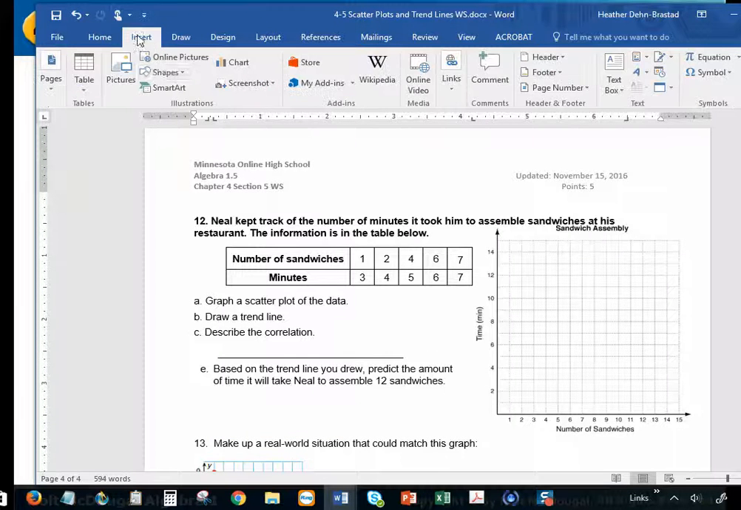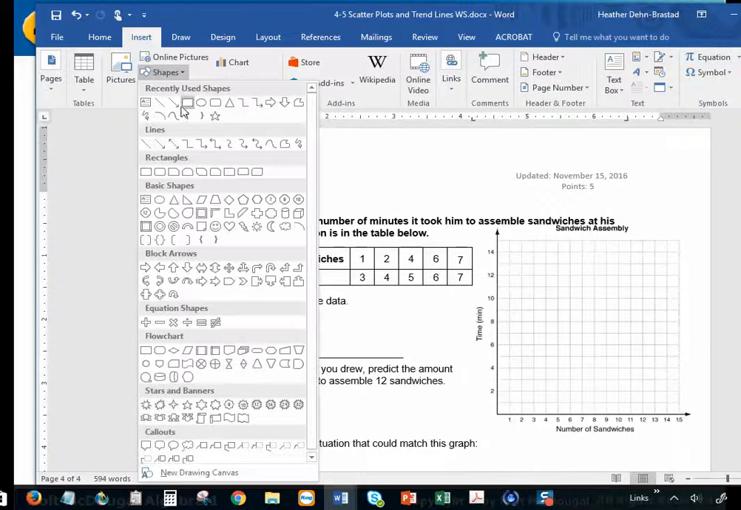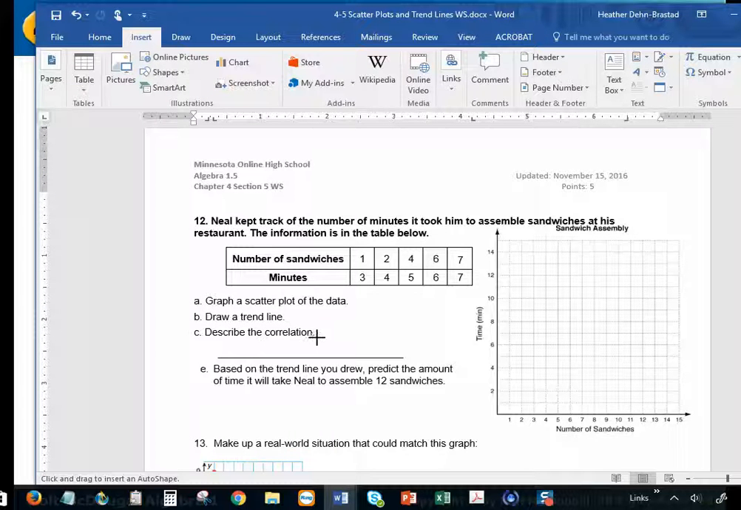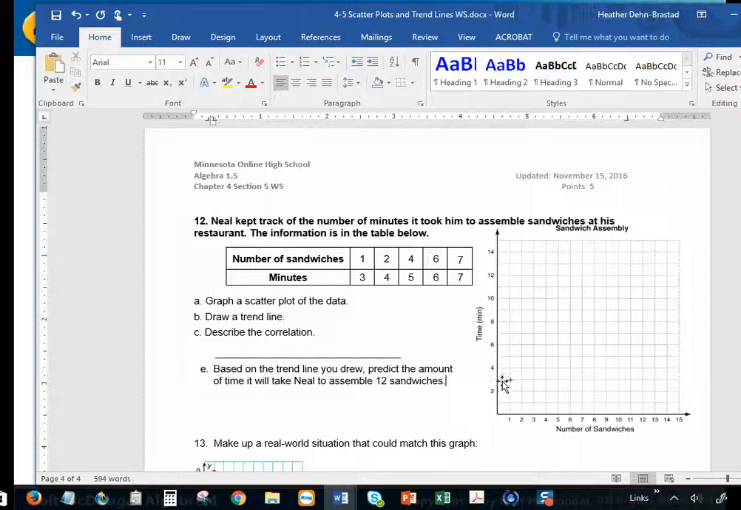Go to Insert, Shapes, and then pick a shape. Let's say I didn't want to do a circle anymore. Maybe I want it to be a little bit more interesting. Maybe I want this little shape. And my first point is at 1 sandwich in 3 minutes. So I go over to 1 and I go up to 3, and I'm going to add that shape. Did it add? It's tiny, but it's there. And then I would add a point for 2 sandwiches, 4 minutes, and so on. And then you'll add your trend line using the straight line and then answer some questions.